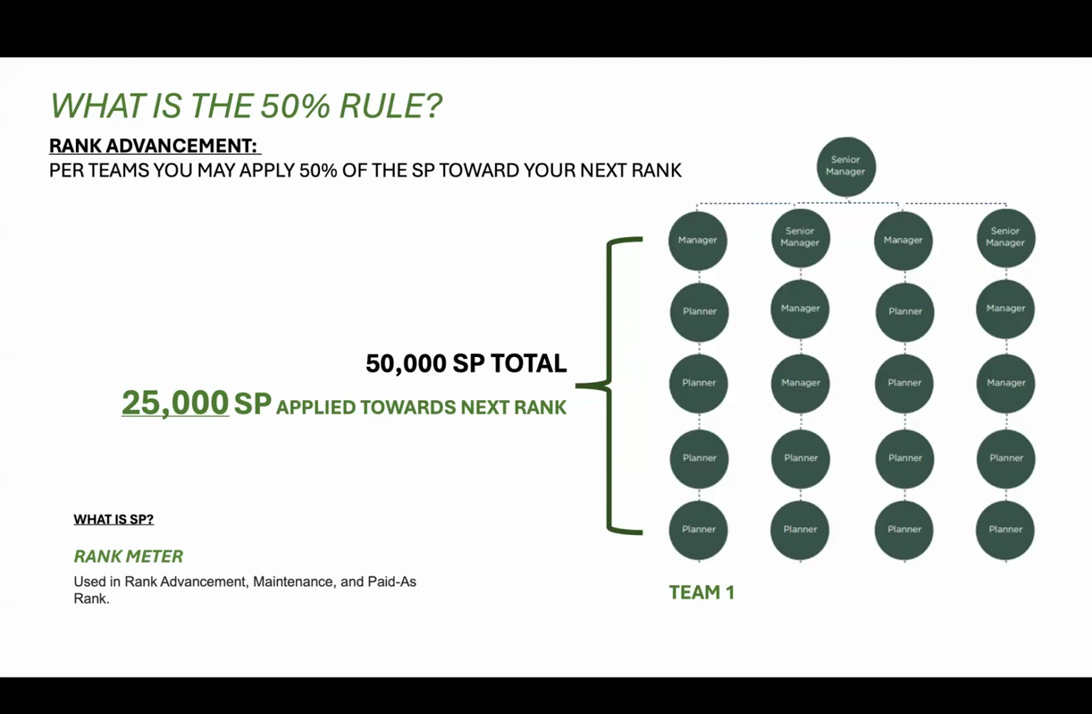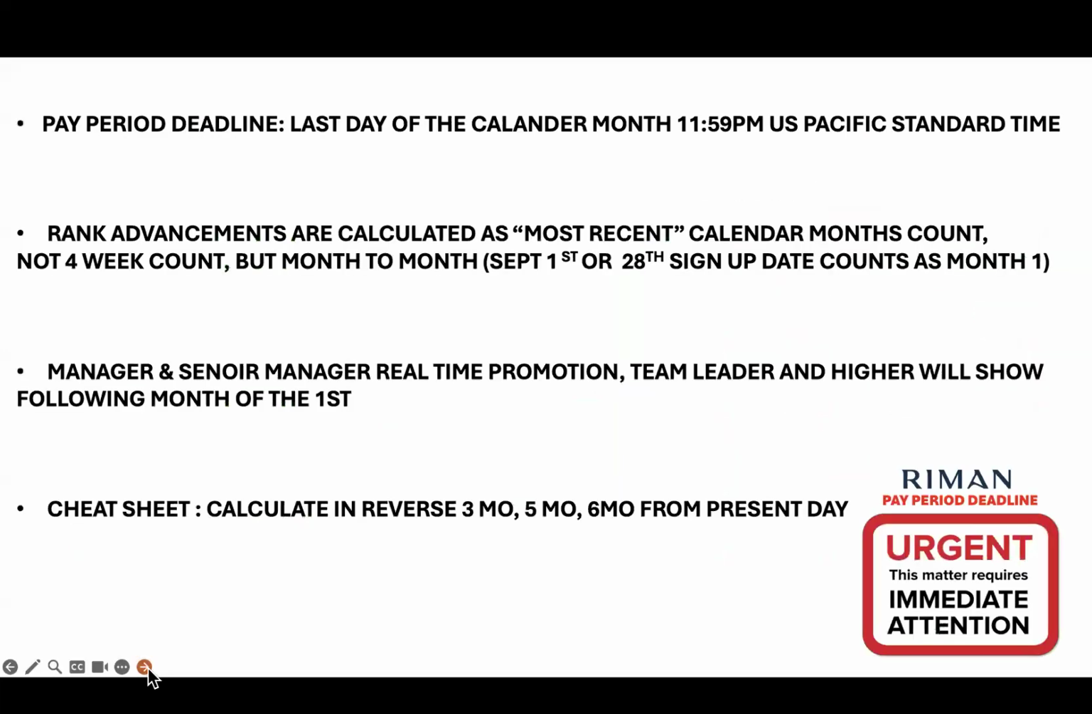Now, it doesn't have to do with your income or what you're getting paid. Whatever BP you do, if you did 50,000 SP, that amount of BP, you're fully getting paid out. But in order to accumulate and accrue for the next rank, you can only use 50% of the SP to apply towards your next rank. So keep that in mind. We have a 50% rule. In order to hit your next promotion, per team and leg, you can use 50% of the SP to apply. Okay. Now, here are some bullet points for you guys to be mindful of.